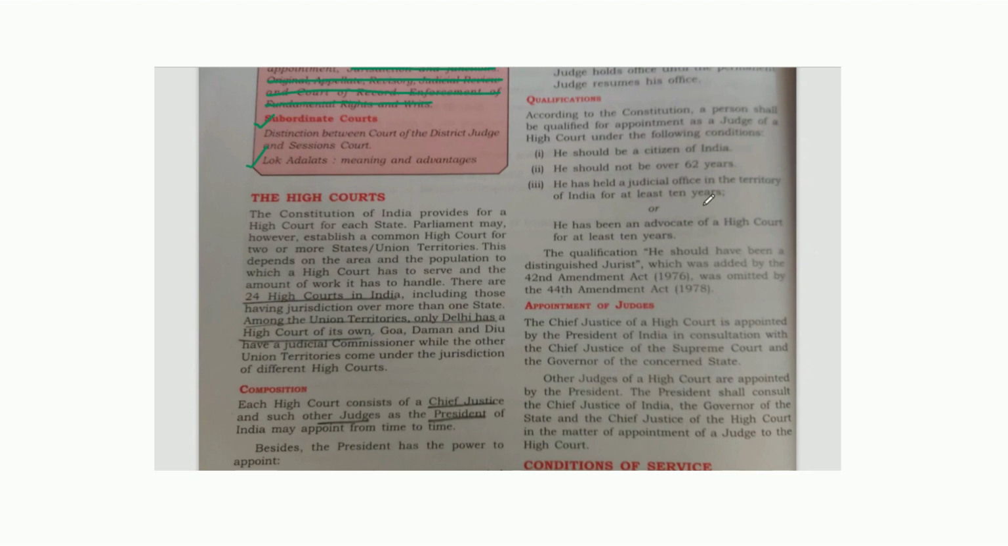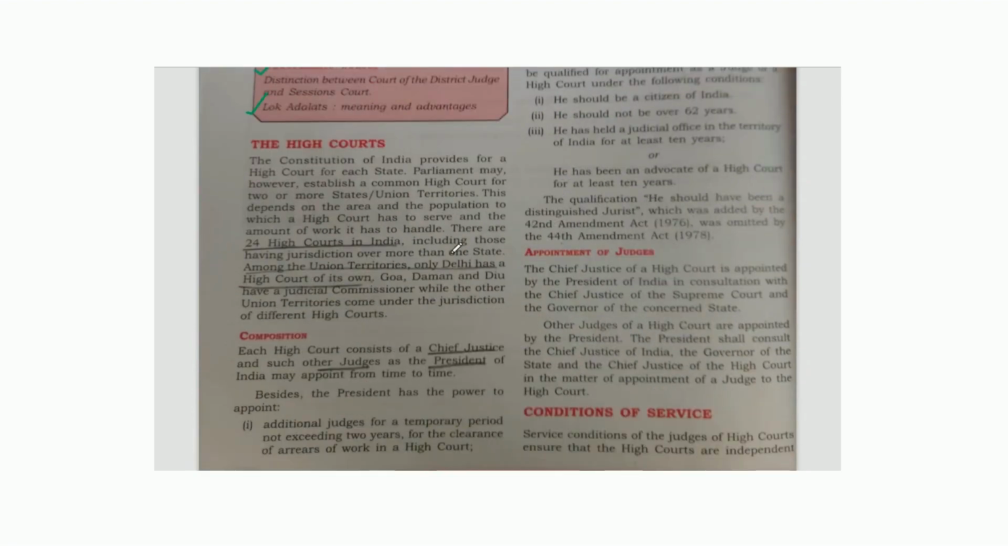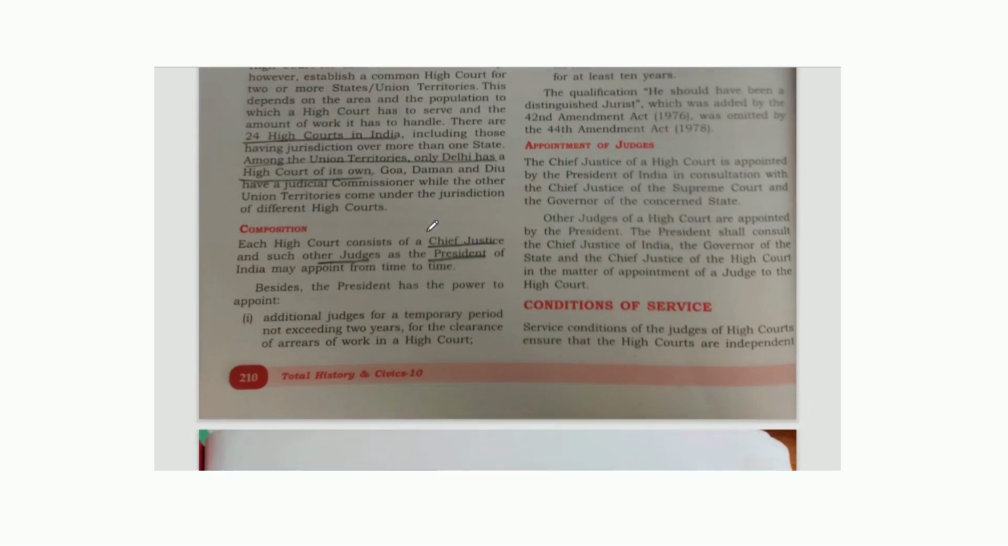So let's get started. The first paragraph of every chapter you are supposed to read so that you have a good understanding of what you're reading about. So the first paragraph tells you about the different high courts in India and also how some of the high courts cater to one or more states as well. But for your exam purpose, you are starting with the composition.